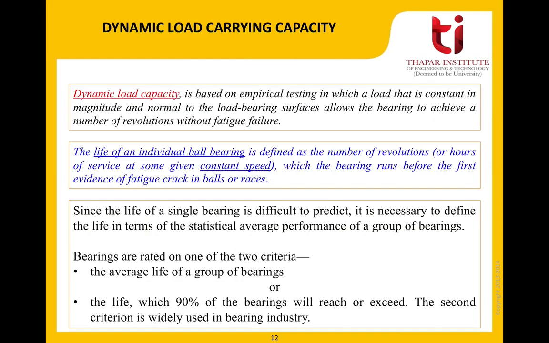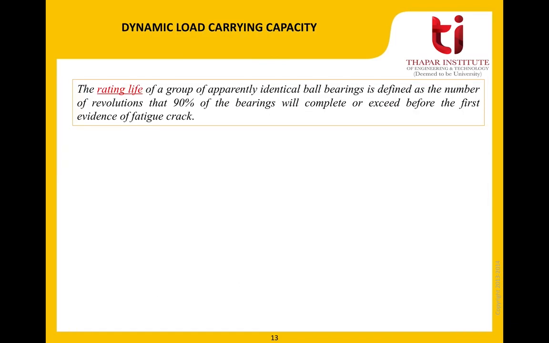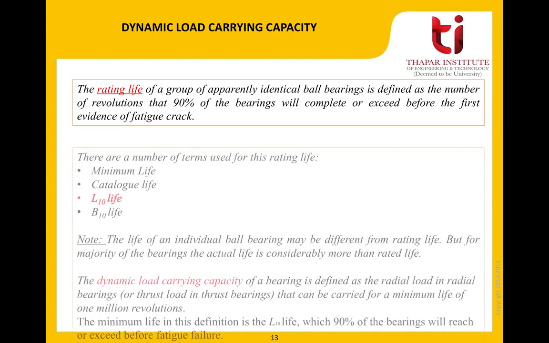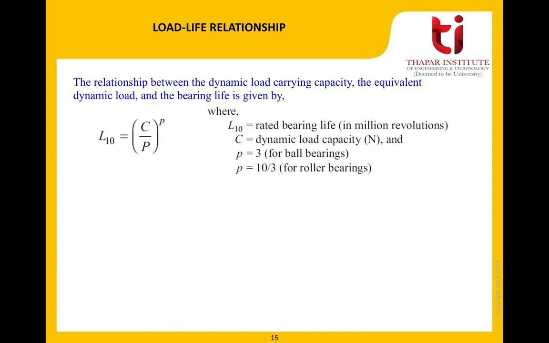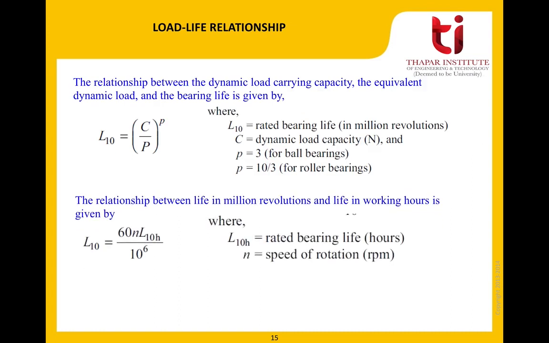We then talked about the concept of dynamic load carrying capacity, which is denoted as C. We then moved to the concept of equivalent dynamic load, which is denoted as P. We discussed that we require values of X, Y, radial load and thrust load for its evaluation. And finally, we finished with the concept of rated life in hours and rated life in million revolutions.